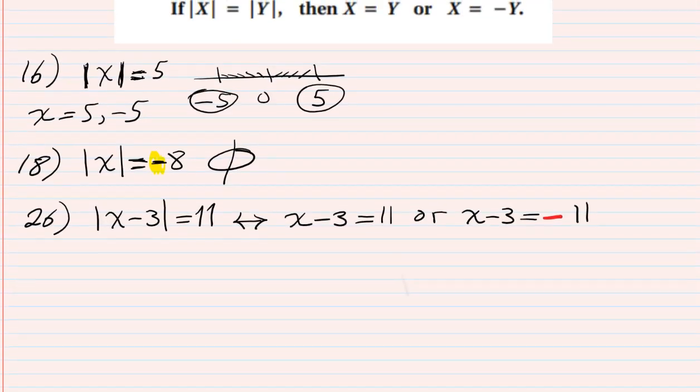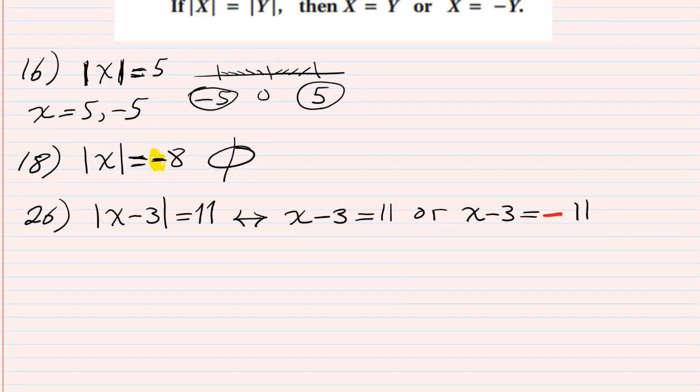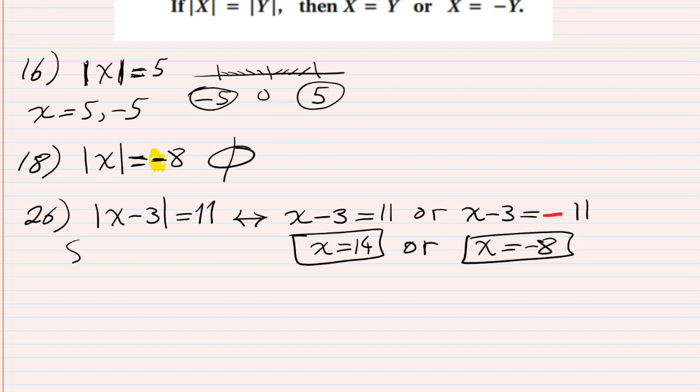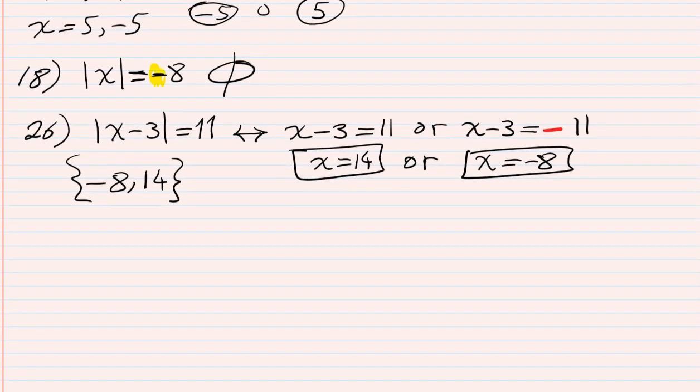Now, we need to solve these two equations. They're easy to solve. Add 3 to both sides, makes that 14. Or add 3 to both sides of this one, makes negative 8. So we got two solutions to this equation. One is negative 8, the other one is 14. There's a solution set. As long as we know how to translate them, they're pretty easy and straightforward.